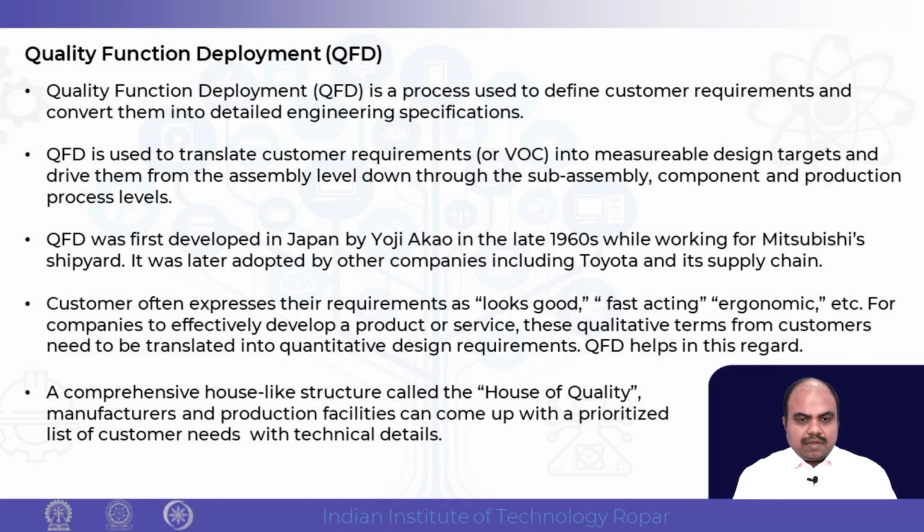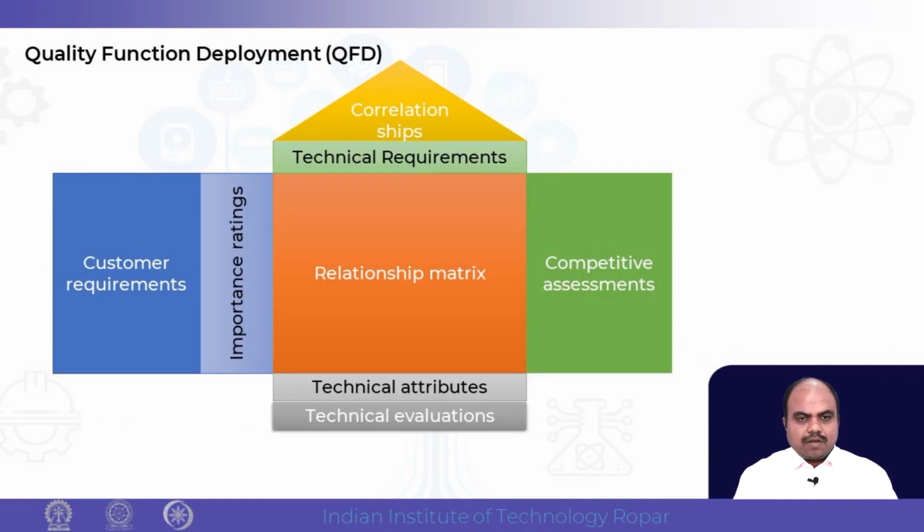So it is a comprehensive house-like structure. It has a house-like structure, and that is the reason it is called the House of Quality. Basically, manufacturers and production facilities can use this for quality assessment and also for prioritizing the needs and technical details. So the first thing in the slide for QFD is the customer requirements. There are multiple requirements of the customer. List them down. We'll see in a short while a complete example of this.